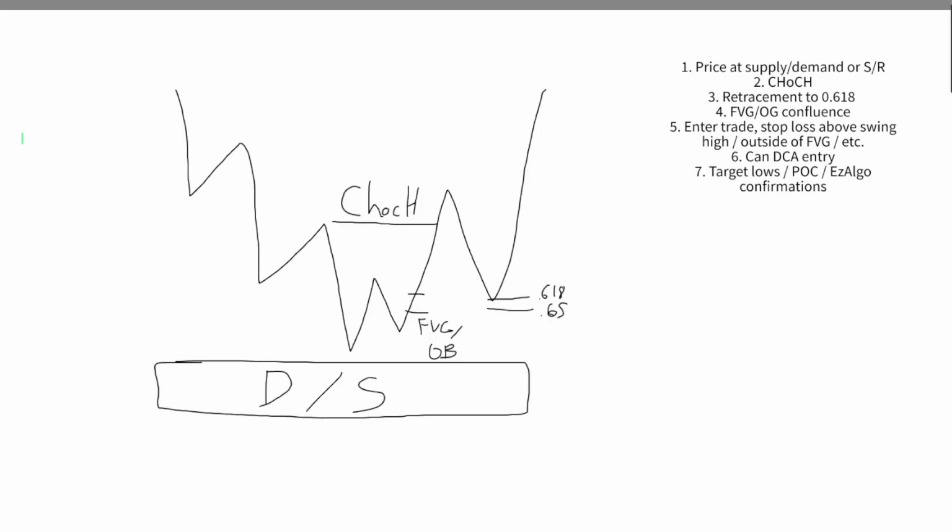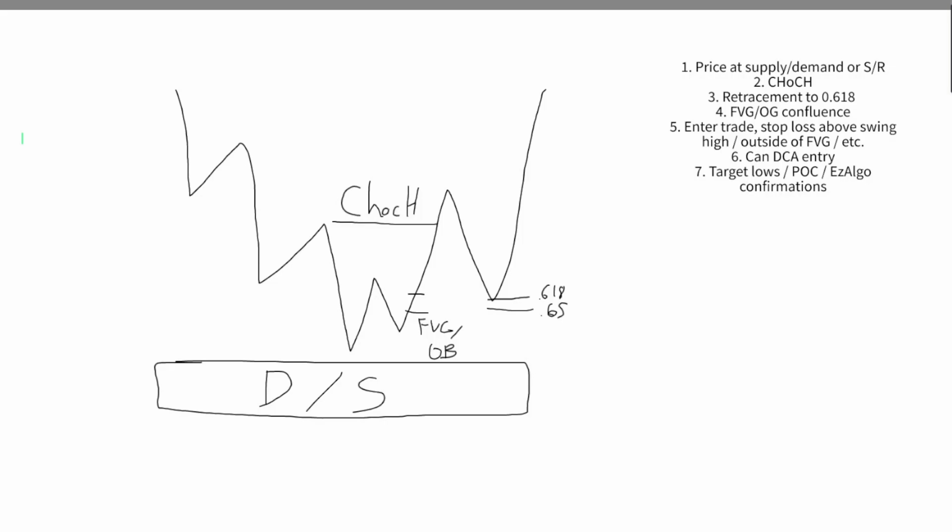All right, step number three is you're going to wait for a retracement to the 0.618 or 0.65. You could also use a 0.702 fib as your entry as well. The 70% retracement is very good. But you're going to wait for a retracement down to around the golden pocket after the change of character has been made.